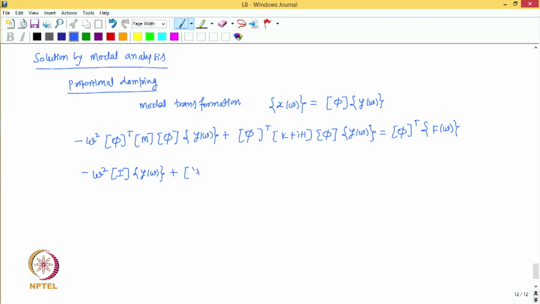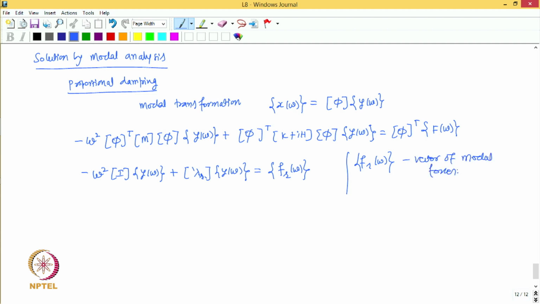So, that matrix would be a diagonal matrix of eigenvalues like this. Let me write omega lambda r y of omega, and phi transpose f omega we can write as f r omega, which is the vector of modal forces. So, let us write that as f r omega, right. So this is f r omega here, the vector of modal forces.